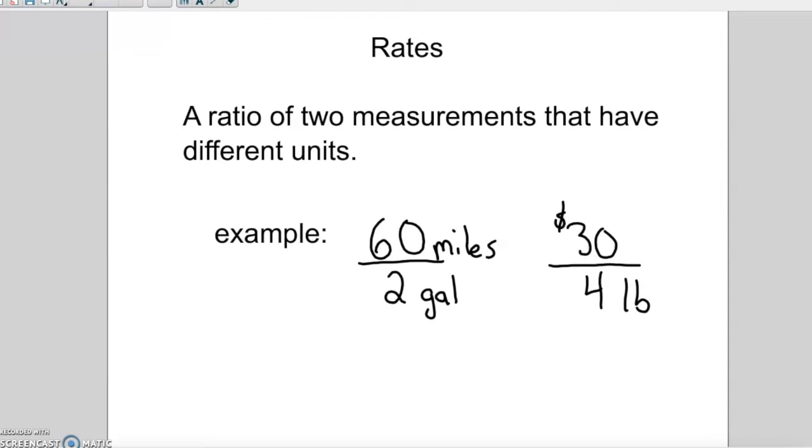Another example is $30 for 4 pounds. So maybe you're buying steak and you buy 4 pounds, and so it's $30 per 4 pounds of steak. So those are examples of rates. And they come in very handy when we're buying things. A lot of you like to shop, right? And so this comes very handy to save money.